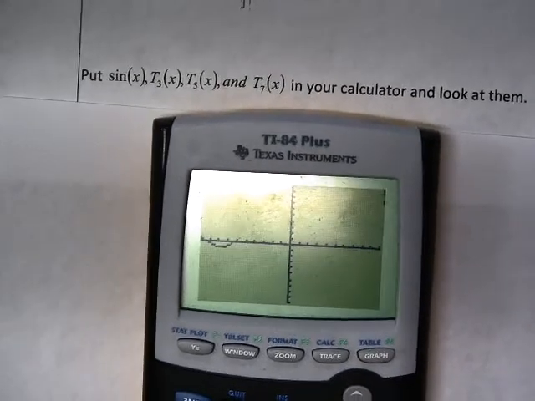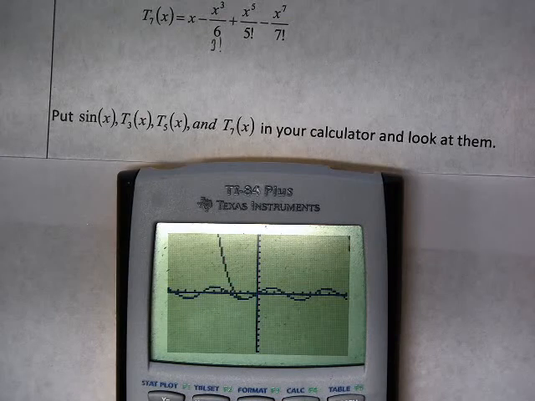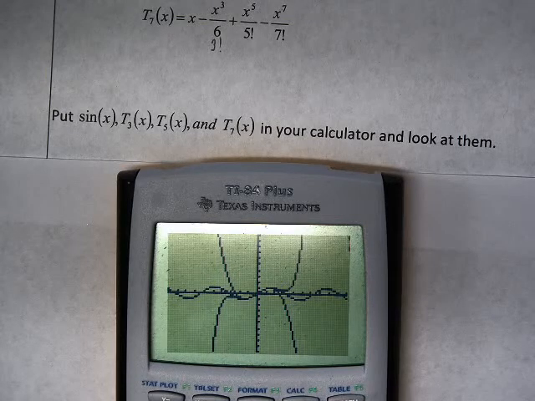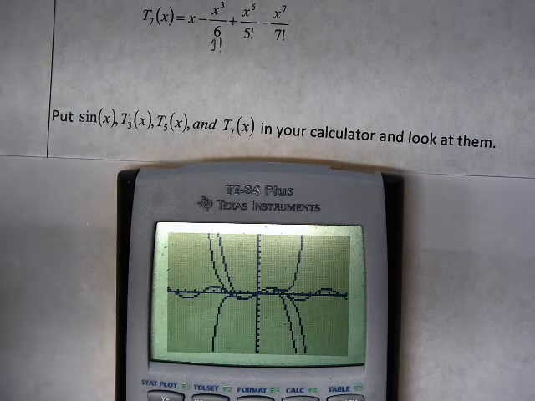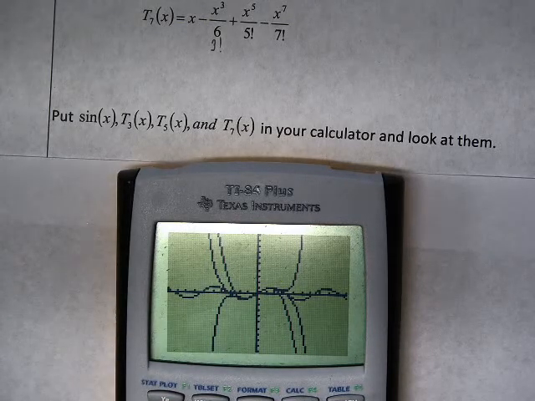When I look at this graph, there's sine of x, there's my third degree Taylor polynomial, there's my 5th degree Taylor polynomial coming in, and there's my 7th degree Taylor polynomial coming in. You can see that the more terms I have, the better my approximation, the better model I have, which only makes sense. The higher degree my model is, the better it's going to fit that curve.